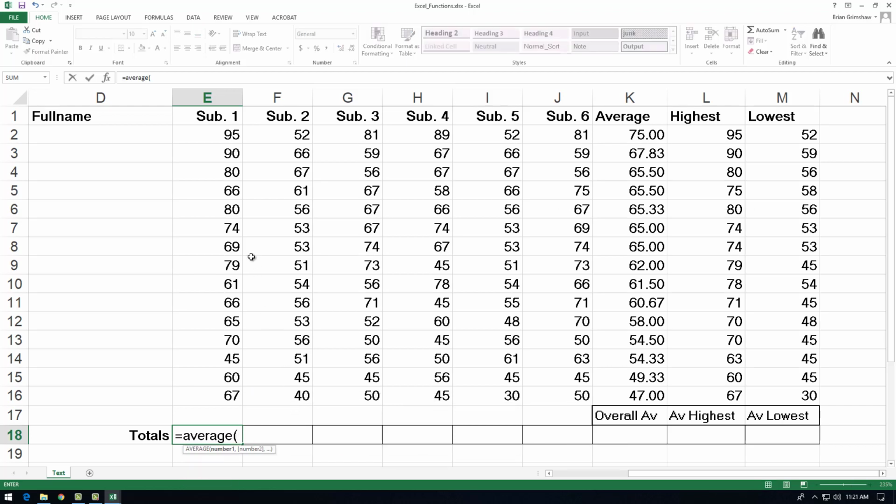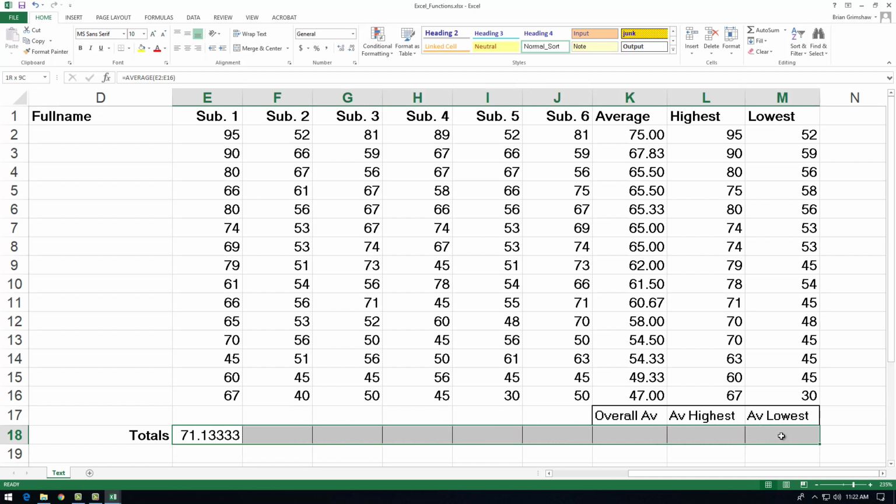And the whole column becomes my argument. Now, as a teacher, would I want to average subject 2 and 3 and 4 and 5 and 6 as well? Probably. So I'm going to be creating a series. That's rule number 1. Are all of my answers in a straight line? Yeah, that's pretty much a straight line.